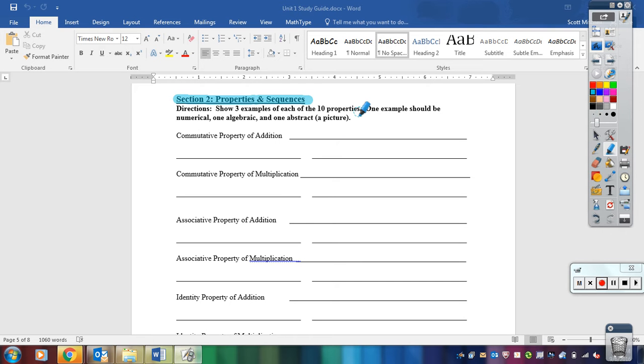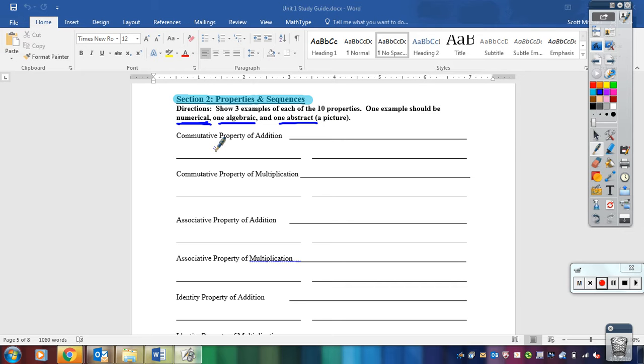Moving on to properties and sequences, which is the next section. You can go ahead and start talking about different stuff. The directions say to show 3 examples of the 10 properties. One example should be numerical, in other words, numbers, 1 algebraic, and 1 abstract. I'm not going to do all of them because they'd be fairly tedious, but I'll show you some examples.